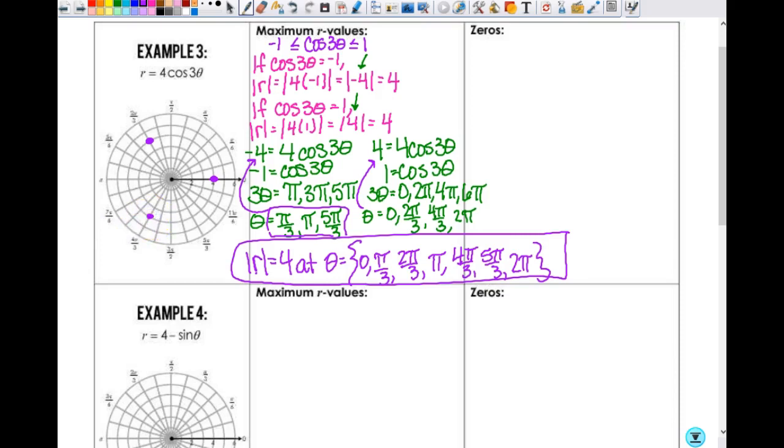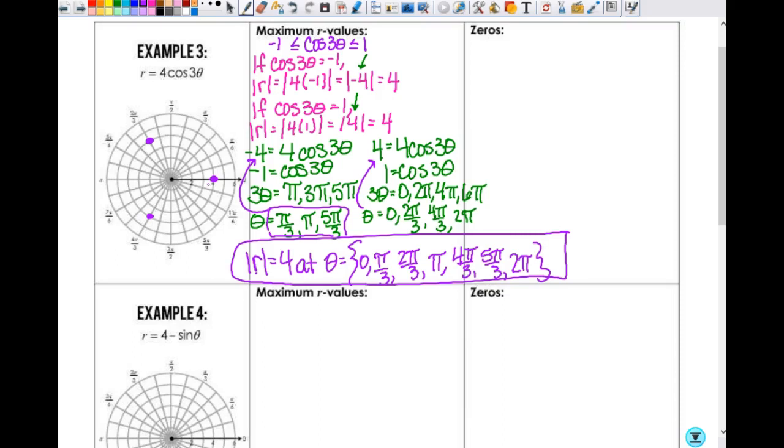I already have a point there. 5 pi thirds, it's -4. I already have a point there. 2 pi, it's 4. I already have a point there. So we end up repeating there because we didn't really need to go that far, but we didn't know that right now. Okay, we good so far? All right.